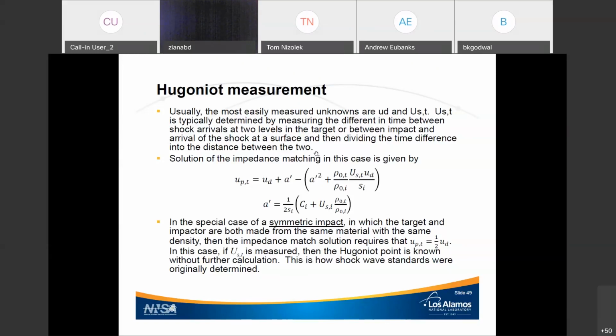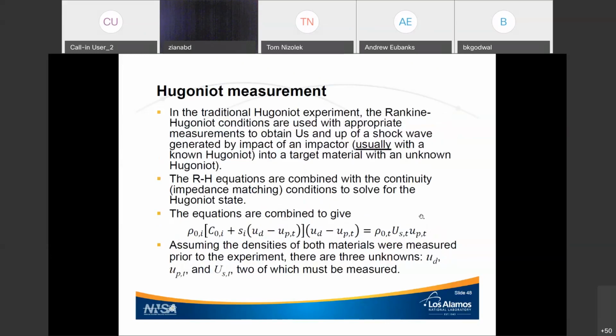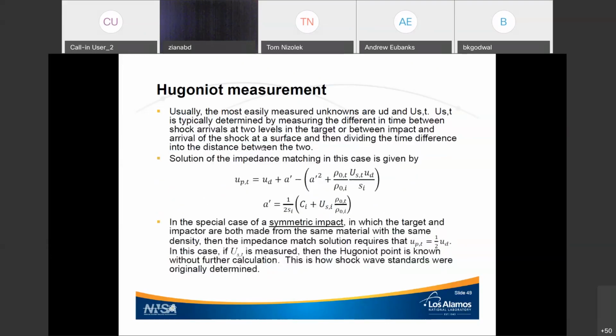And using that impedance matching with this equation and those measurements, and knowing the value of C naught, which here I've left off the naught, and S for the impactor, you can calculate what the particle velocity is that goes along with these measured values.